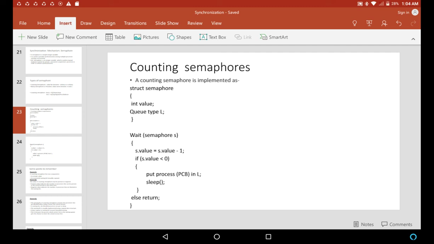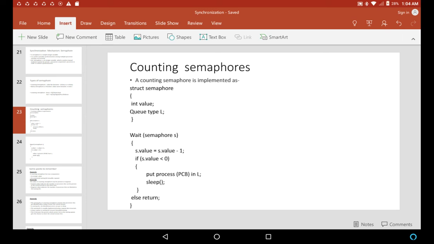I have already told you that P, down and wait are synonyms. One can use any of these three: write P semaphore, wait semaphore or down semaphore. Now look at this wait semaphore operation defined here. Here S is a variable, and you can give it any name. I have just purposely used S to identify it as a semaphore. So S is the semaphore value.